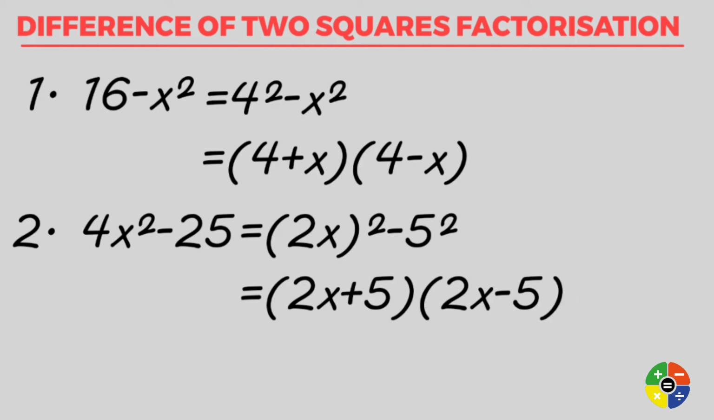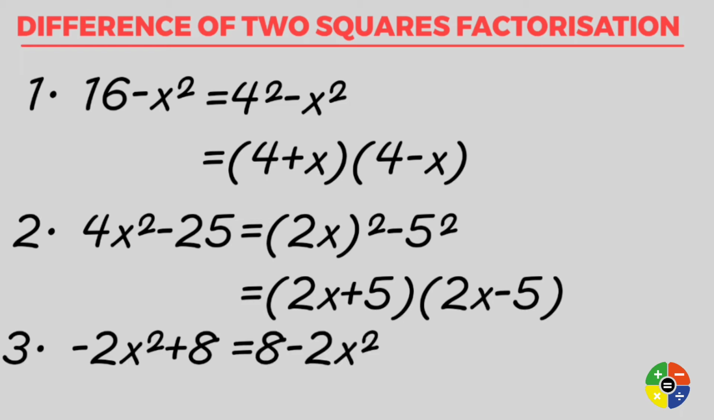Next, negative 2x squared plus 8. It will be much easier if we reorder the expression, writing it as 8 minus 2x squared. This is a good habit to cultivate in maths to ensure you don't mess up with signs, which may eventually cost you marks. Are you familiar with this expression?